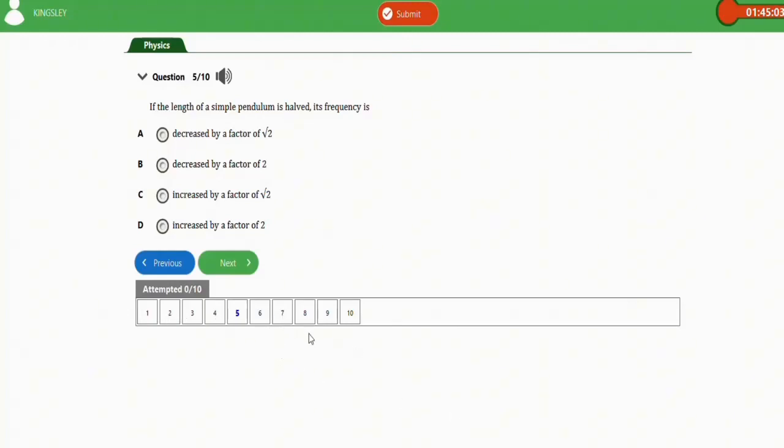So the next repeated question will be this question. It says, if the length of a simple pendulum is halved, its frequency is... I think we have answered this question. In this particular one, the correct option is option A, increased by a factor of 2. The question used to get repeated often. Let's go to the next repeated one.